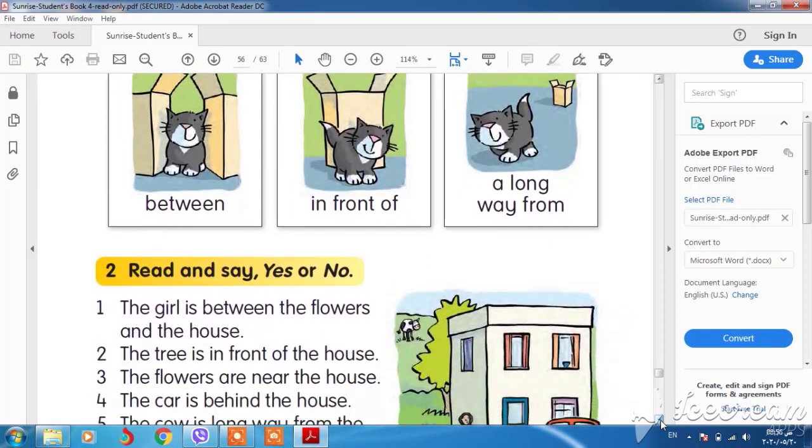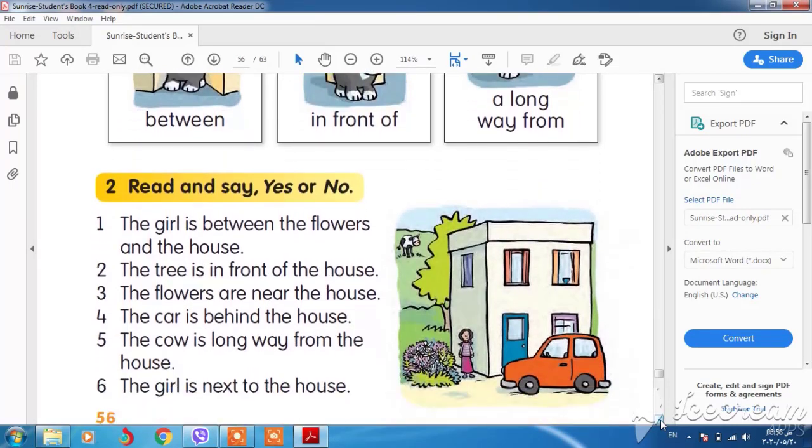Also we have this picture. In this picture, where's the girl? The girl is between the flowers and the house. Where's the cow? The cow is far away from the house. Where's the car? The car is in front of the house.